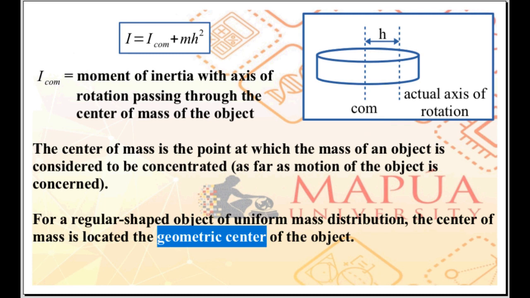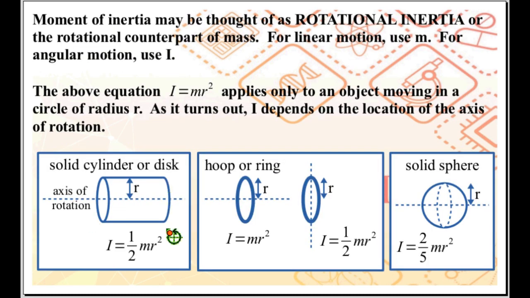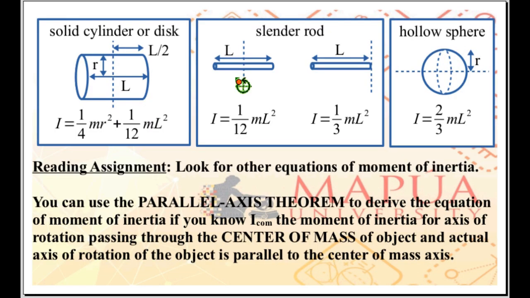So all the shapes that we have shown earlier, solid cylinder, ring or hoop, sphere, rod, these are all regular shaped objects. The center of mass is located at the geometric center of the object.